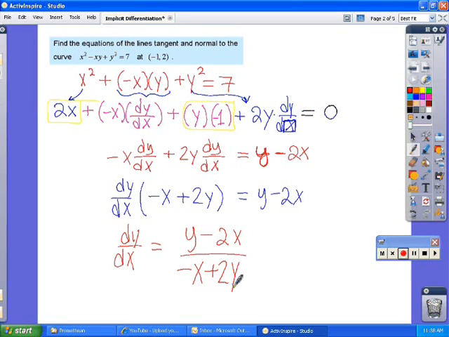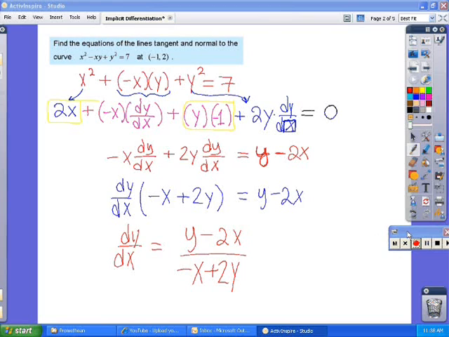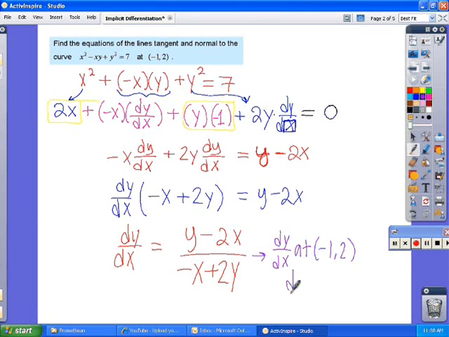Now what they're asking you to do is find the derivative at a point, because we want to find the equation of a tangent line. So the derivative at negative 1, 2 would be, substitute in all your values. y is 2, x is negative 1, x is negative 1, and y is 2. And we get left with, on top, 2 plus 2 makes 4. On bottom, we get 1 plus 4 makes 5. So that is the derivative.